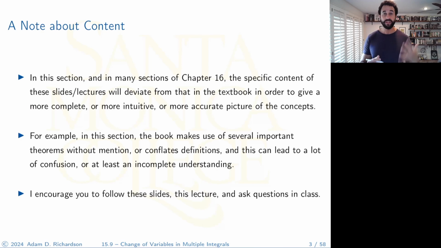So for this particular lecture and these particular slides, I encourage you to follow these slides, this lecture, and ask questions in class, because there's going to be content in here that the book does not address, but it does use tacitly. So just bear that in mind.